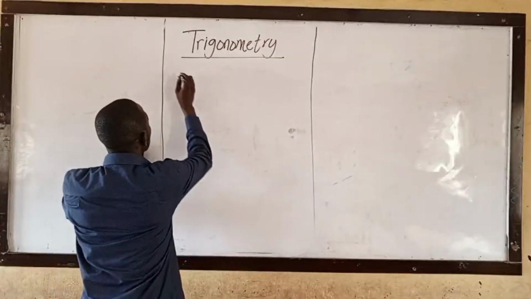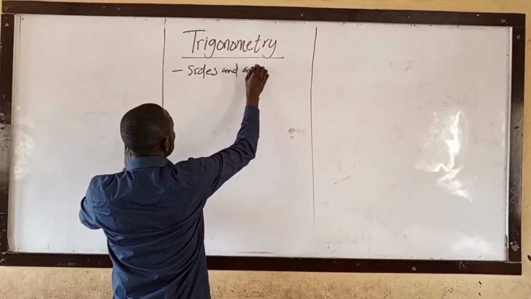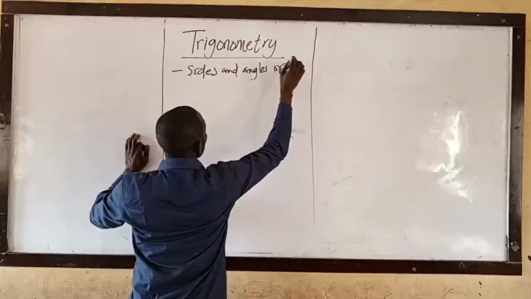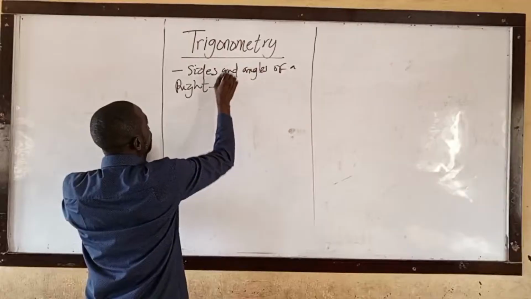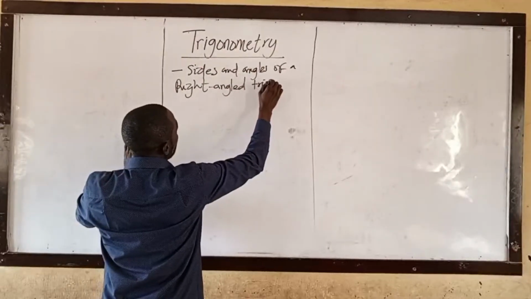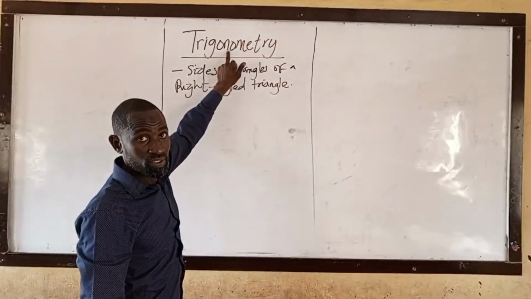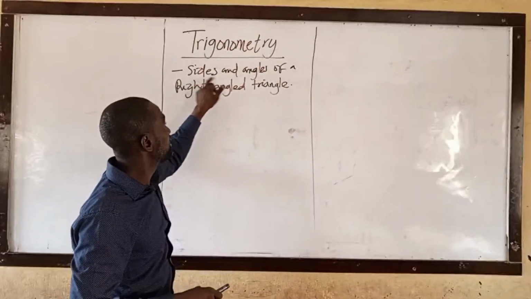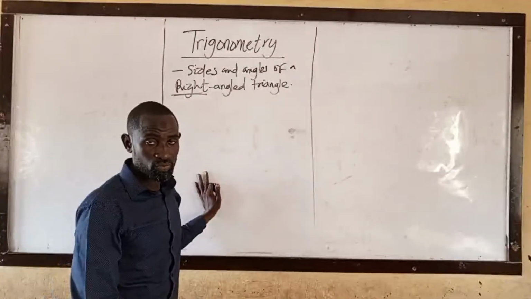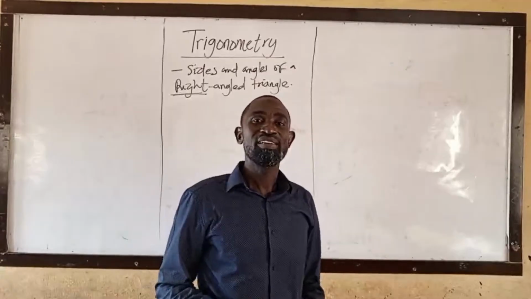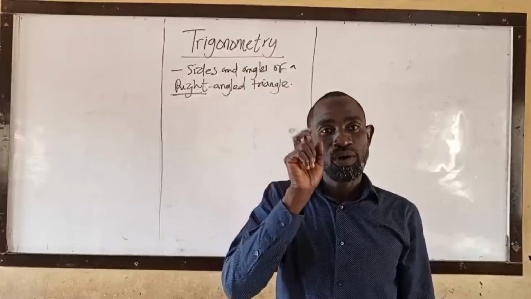So when we discuss sides and angles of a right angled triangle, we are dealing with what we call trigonometry. The relationship between the sides and angles of what type of triangle? A right angle triangle. A right angle triangle is a triangle that has angle 90, exactly angle 90. That's a right angle triangle.